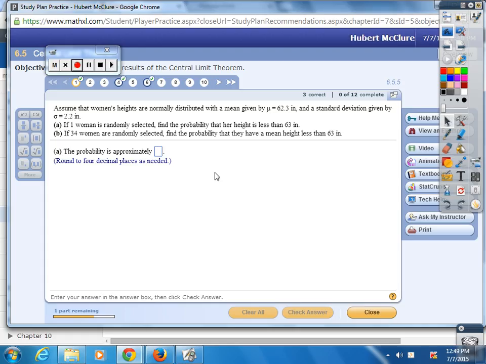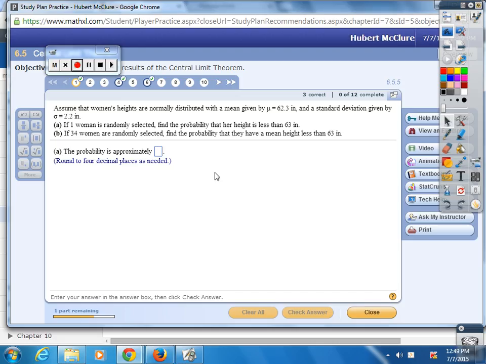Then, if one woman is randomly selected, find the probability that her height is less than 63 inches. What section is that? 6.3. Because it's finding less than. Remember, less than is the left-hand side. Greater than is the right-hand side. And what is the right-hand side? 1 minus the left-hand side if you're using the table. So what is 6.5? B. That's 6.5.